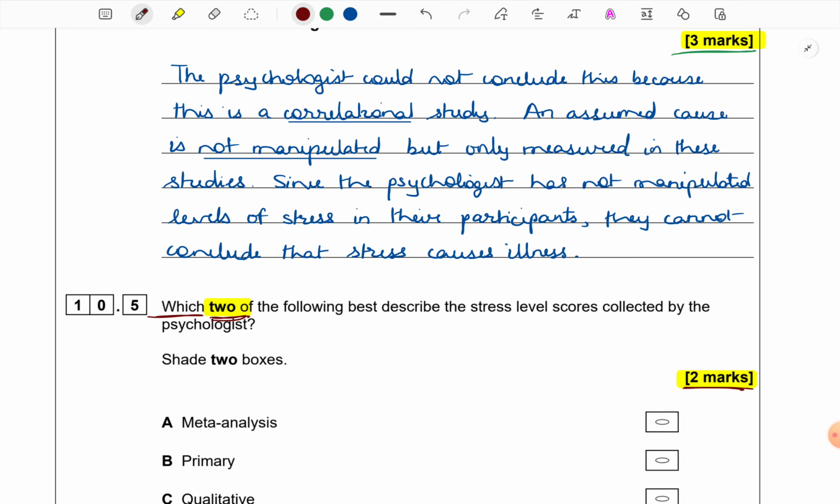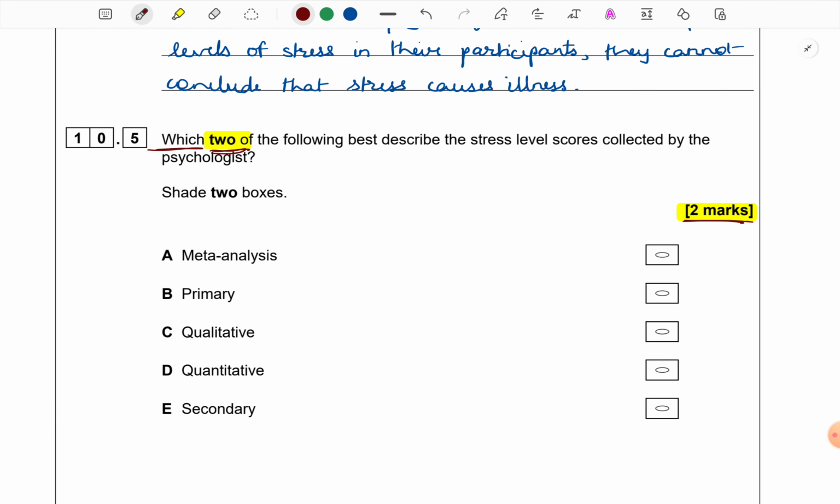Question is simple. It's just important to keep in mind that we need to mark two options. Describe stress level scores. If we consider meta analysis is a score that is derived from reviewing effect sizes in multiple studies. In this scenario, which we just read, there was no such suggestion of reviewing a number of studies. So, certainly, it is not meta analysis. I'm just explaining to you how to think about the options.